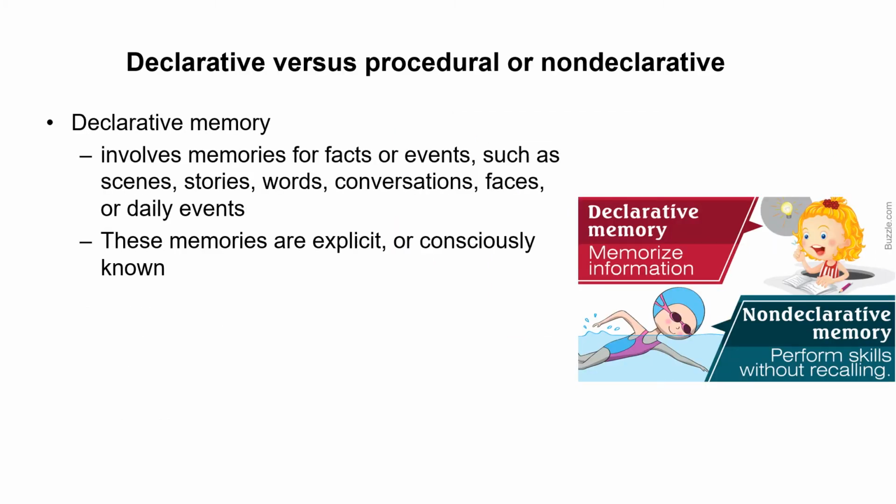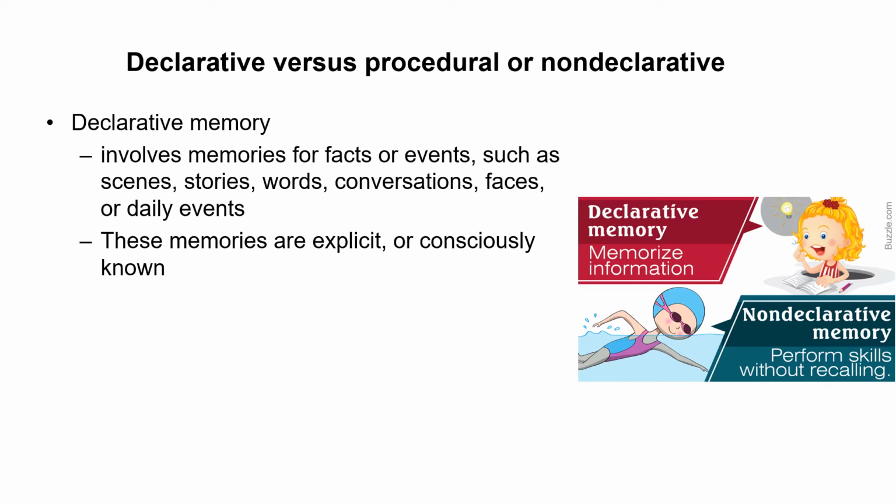I said that there were a bunch of different types of memory. So we looked at the memory systems, sensory memory, short-term memory, long-term memory, but now let's look at types of memory within these systems. Specifically, we're looking at types of memory in long-term memory, but it's throughout the system where these are separated. The first we're going to look at is declarative versus procedural, or declarative versus non-declarative.